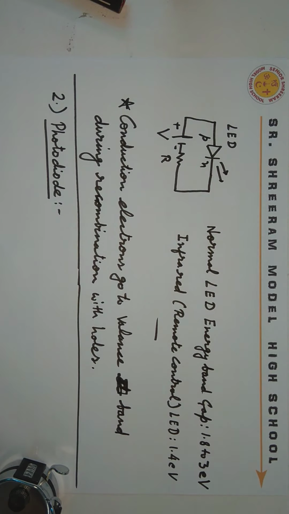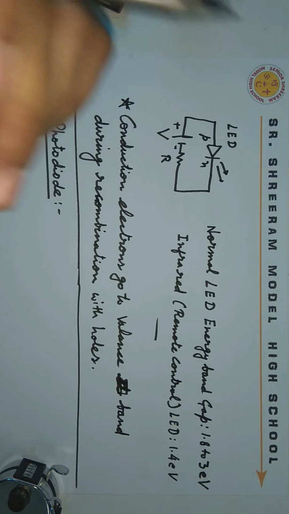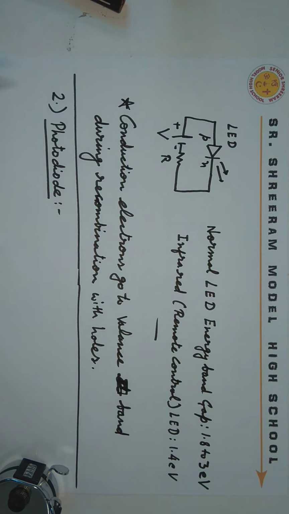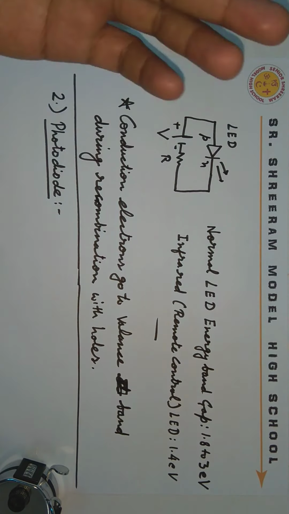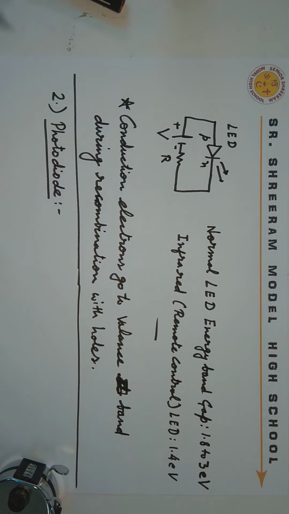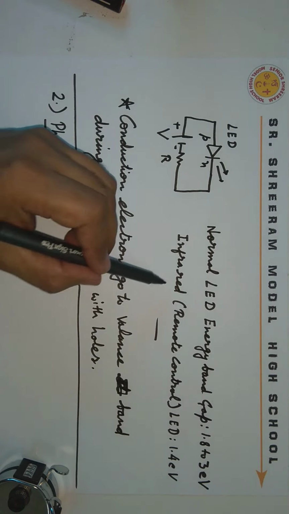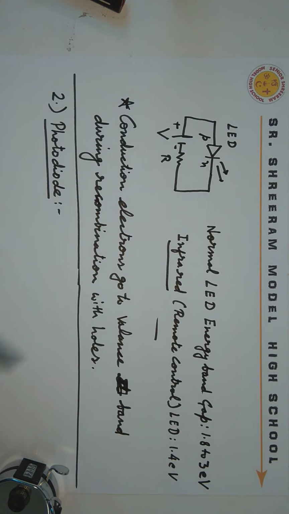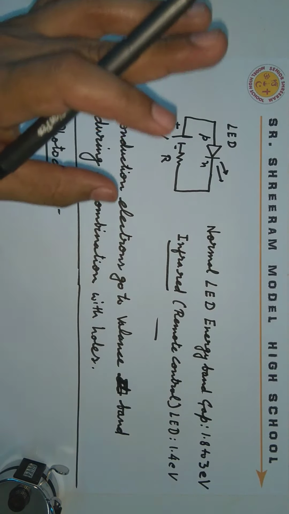Okay, so LEDs are also of two types. Normal LEDs generally generate light. Okay, white LED, red LED, green, blue LED. We see them in toys, but we see a small LED in front of a remote control, your TV's remote control, your AC's remote control. That particular LED is an infrared LED, and other LEDs are normal LEDs.